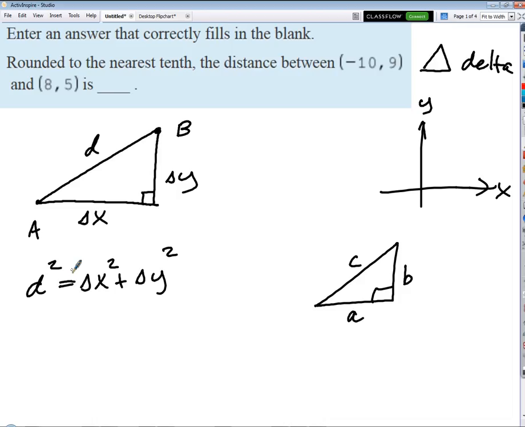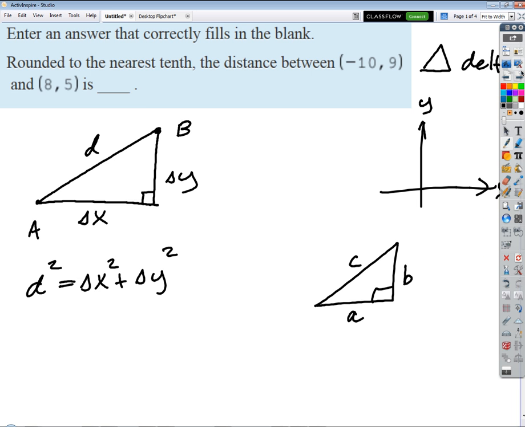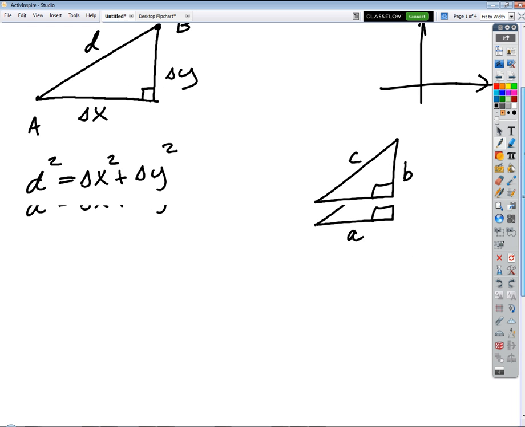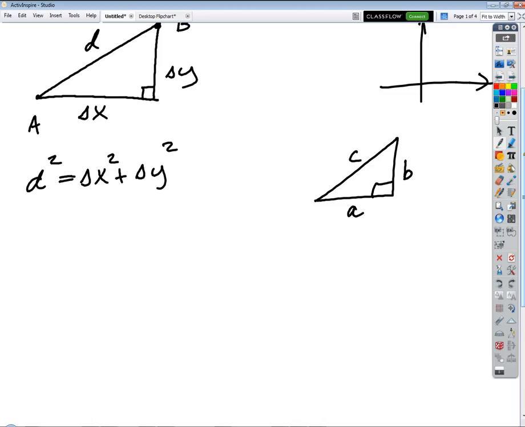It's a right triangle, right? What do we do, though, in this case? We don't really want d squared. We want to know what is d. So how do we undo squaring something in math? Square root it. If we square root both sides of the equation, both sides have to be treated equally. We end up with d on the left. We undid the squaring, that's good. On the right, we've got a big square root of delta x squared plus delta y squared. And that's our new, improved, simpler distance formula. It's just the Pythagorean theorem.